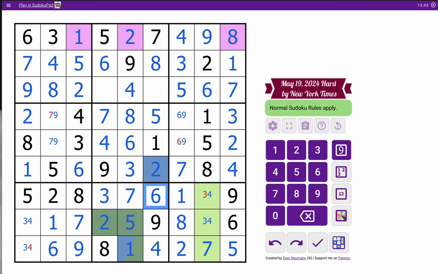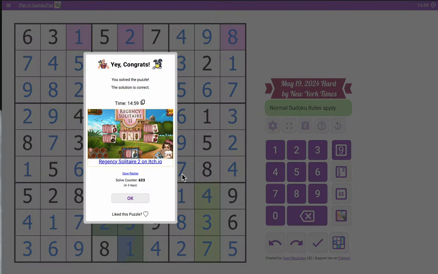7, 6, 6, 7, 3, 4, 6, and we should be away at this point. I'm just filling in digits. Okay. These two are 1 and 3. Yep. And there we go.